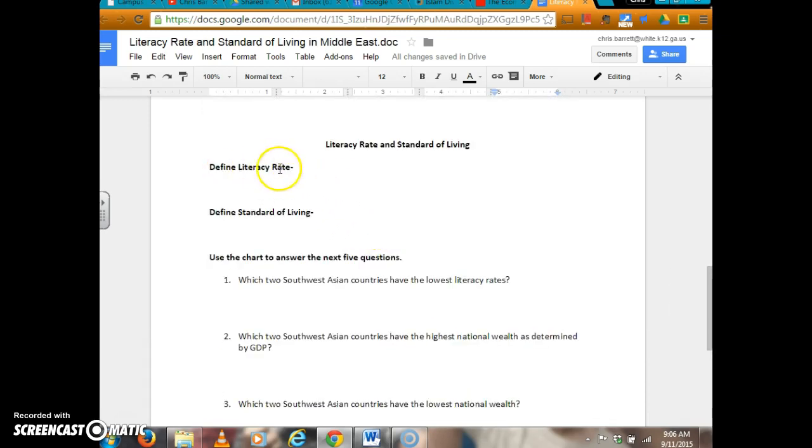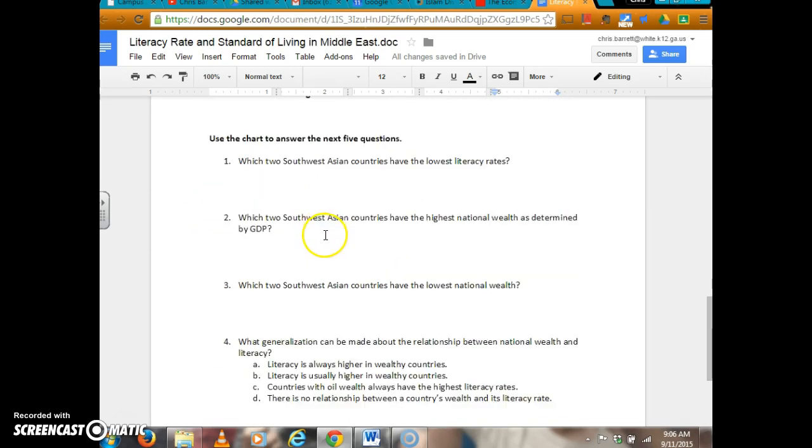So, here is the question. If you go to the second page, you're going to define literacy rate, define standard of living. And it's all about this question, really. What generalization can be made about the relationship between national wealth and literacy? How can having a high literacy rate correlate to having a high standard of living and then having a high gross domestic product for your country? And then, how does having a low literacy rate lead to having a lower standard of living and a lower GDP?